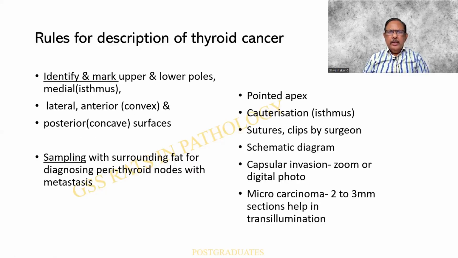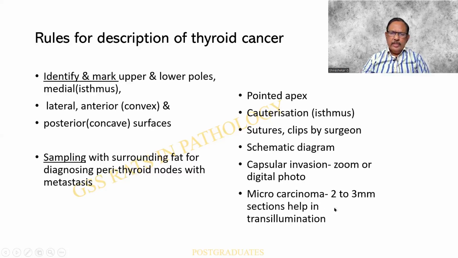Whether it is the kidney or the thyroid, always have the surrounding tissue intact so that you will know the degree of infiltration. The pointed apex, and sometimes the isthmus, can be identified very easily by the area of cauterization and any sutures or clips left behind by the surgeon. A schematic diagram is mandatory, and a digital photograph is also required for an invasion.